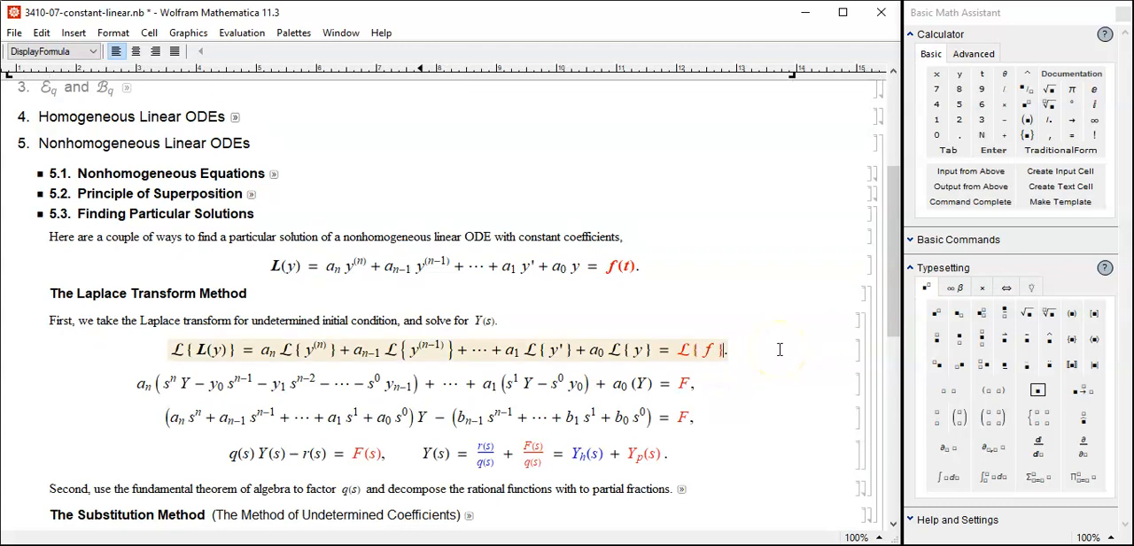We begin from the original ODE and take the Laplace transform over each side. And the right-hand side is capital F. Previously we had 0 because we had a homogeneous equation, but now it's capital F. Left-hand side, same as before.